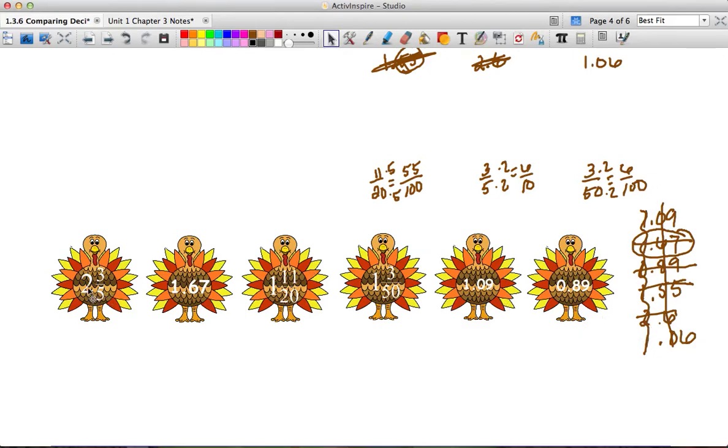In this case, we have to be careful because we're looking at whole numbers and we ended up having a 2 here and not all of the first numbers were the same. So make sure to check that whole number first.